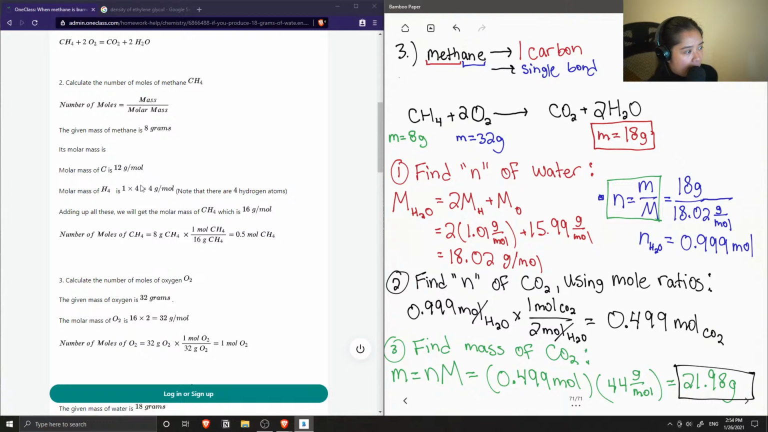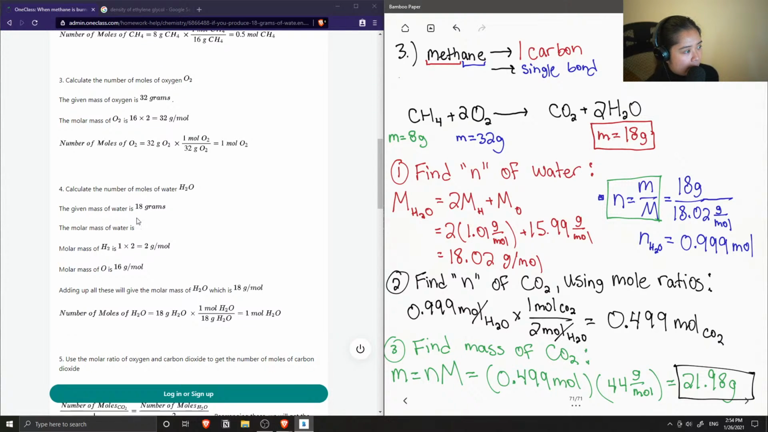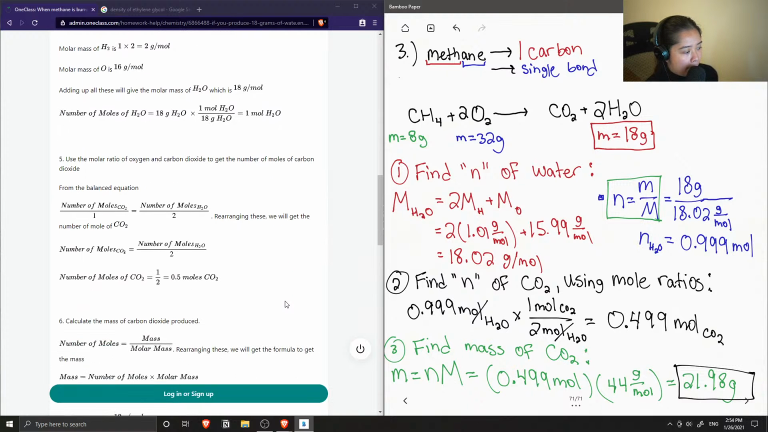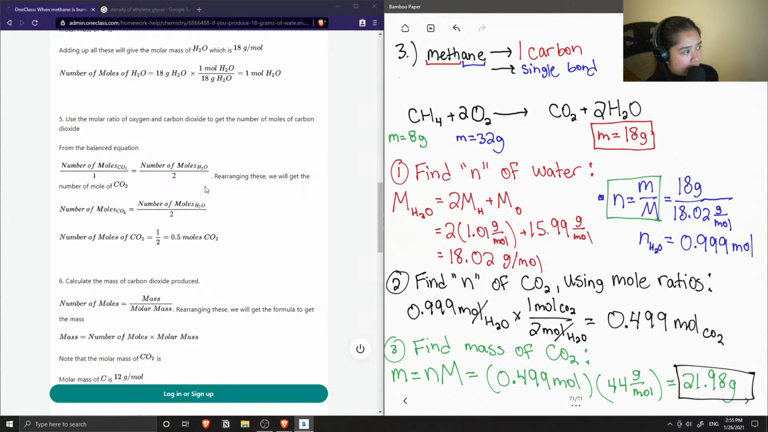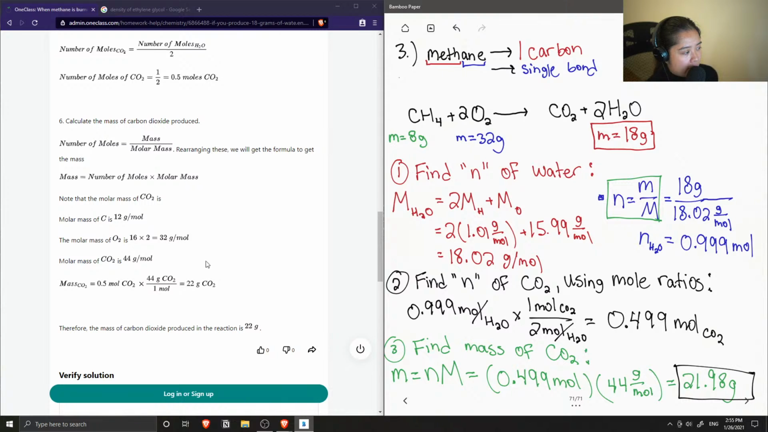Given the mass of methane and its molar mass, you can find the number of moles of CH4. You can do the same thing for oxygen. Calculate the number of moles of water, which they did as well. They got 1. Use the mole ratio of oxygen and carbon dioxide to get the number of moles of carbon dioxide. And then calculate the mass of carbon dioxide produced.